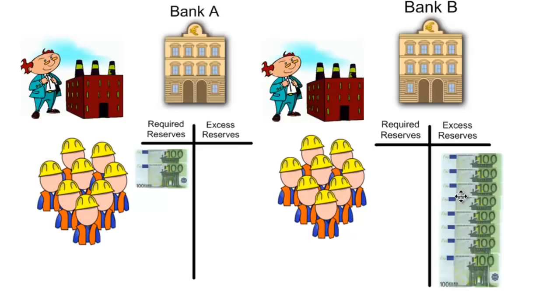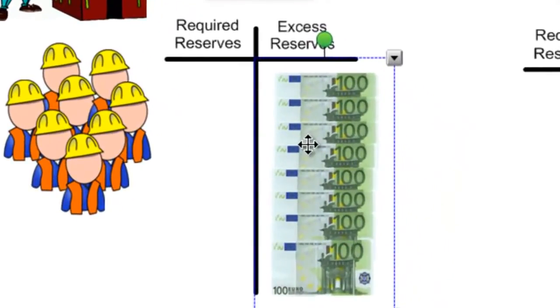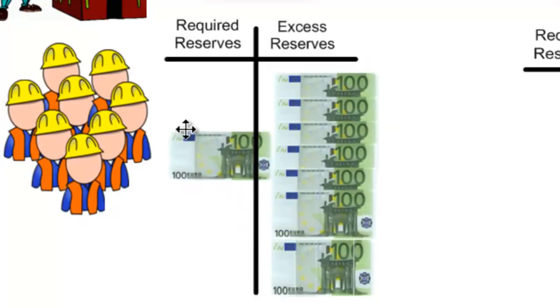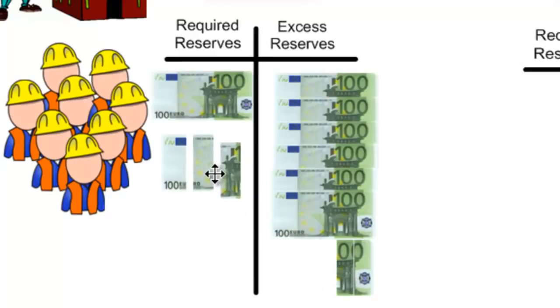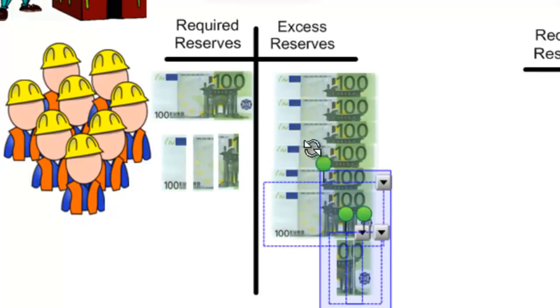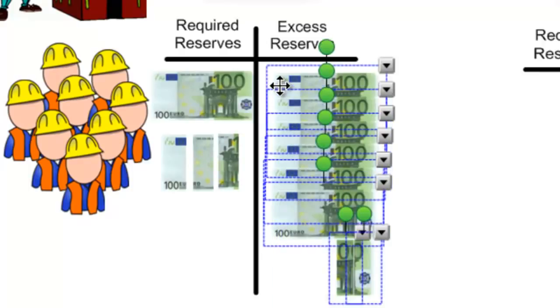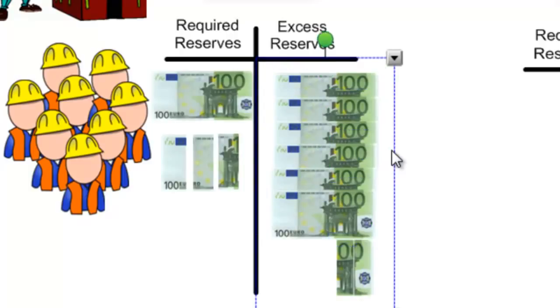With the reserve requirement of 0.2, Bank B must set aside 160 euros into its required reserves. So let's count out 160 euros here. There's 100, and we've broken this up into some chunks. That's 3/5 of another 100. That's 160 euros. Now this leaves 640 euros in Bank B, which are excess reserves.